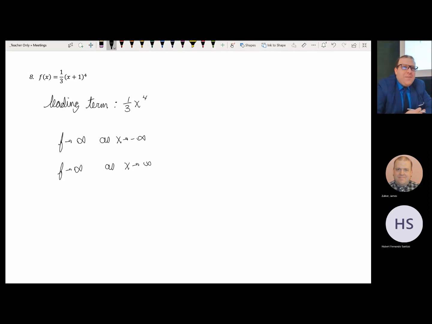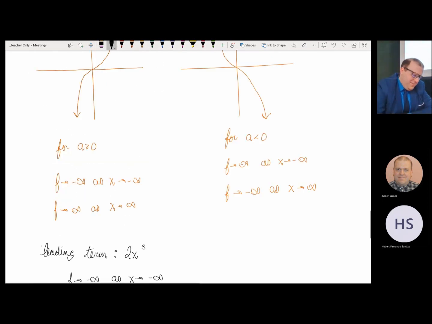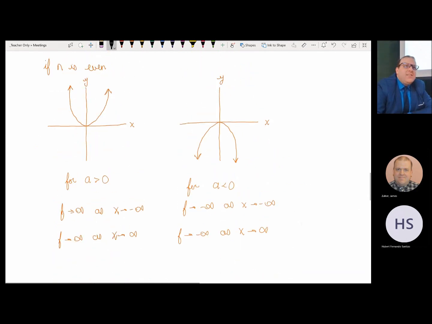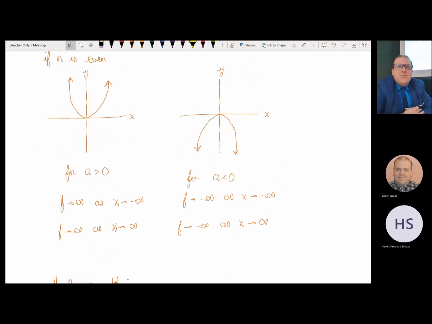I do have a method for how I memorize this. Even does the same thing on both ends. Positive up, negative down. If it's an even power, you know that the function behaves the same way on both ends. The coefficient tells you if it's up or down. Positive is up, negative is down, which makes sense.